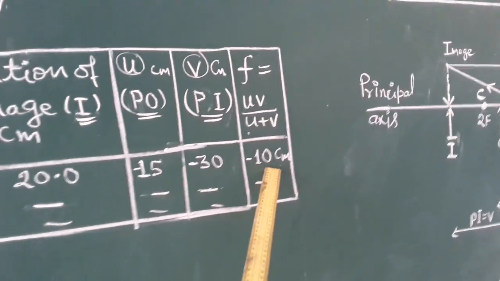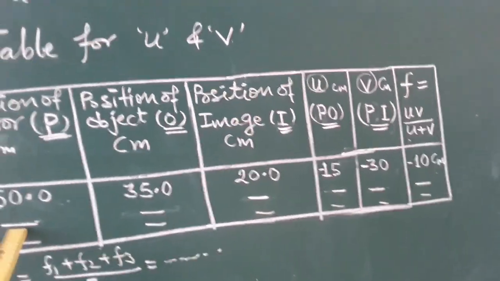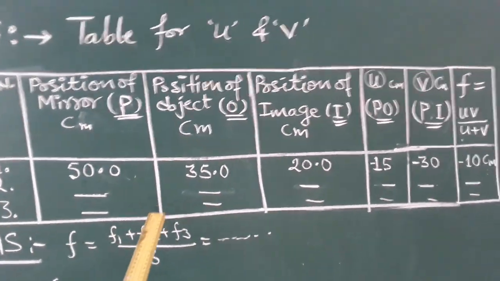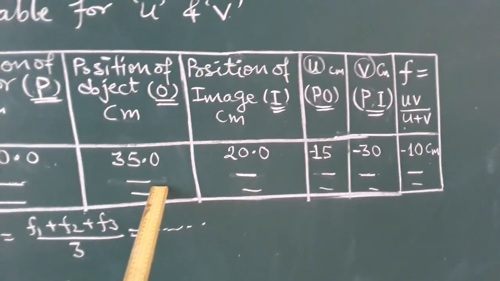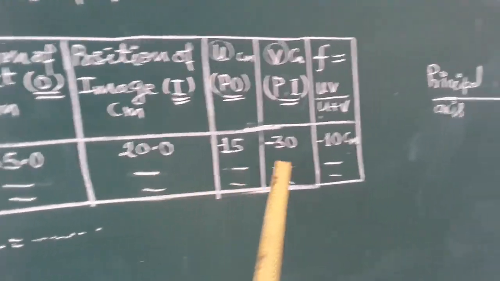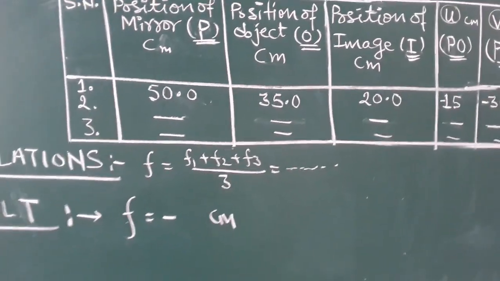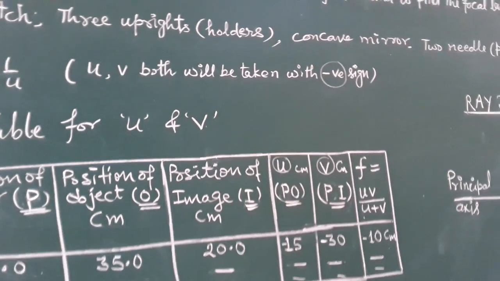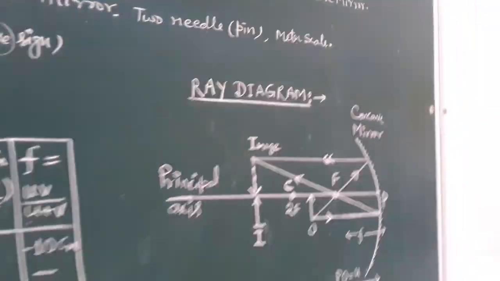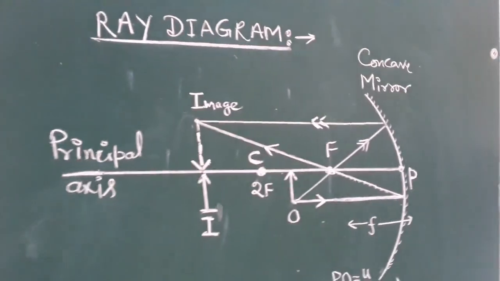This is f1, say. Similarly we will take another reading by changing the position of the mirror, object pin and image pin. We will find f2, similarly f3, and by taking the average we can calculate the focal length of the concave mirror, and this is the ray diagram.